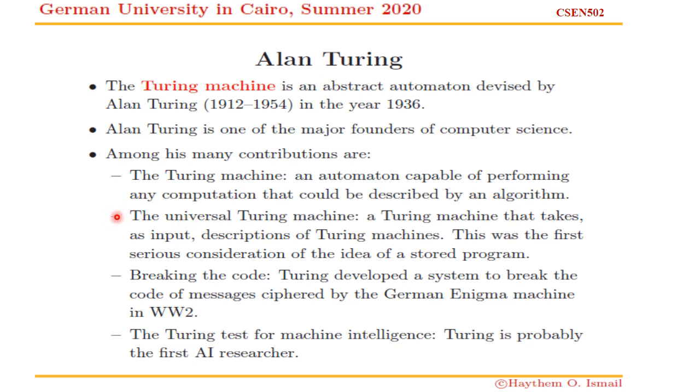The second contribution, which we will also see, is something called the Universal Turing Machine. And this is a Turing machine that takes as input descriptions of other Turing machines, kind of strings that describe other Turing machines. And then that Universal Turing Machine will take that description and basically simulate Turing machines given by the description. And if you think about what that is, that's basically what a computer does.